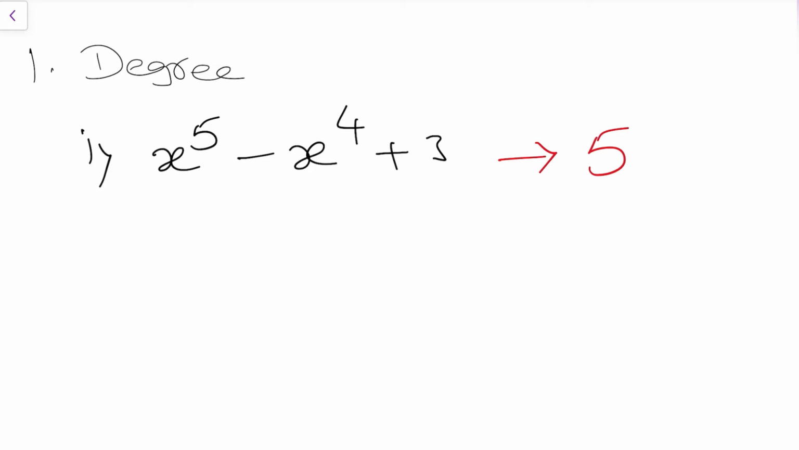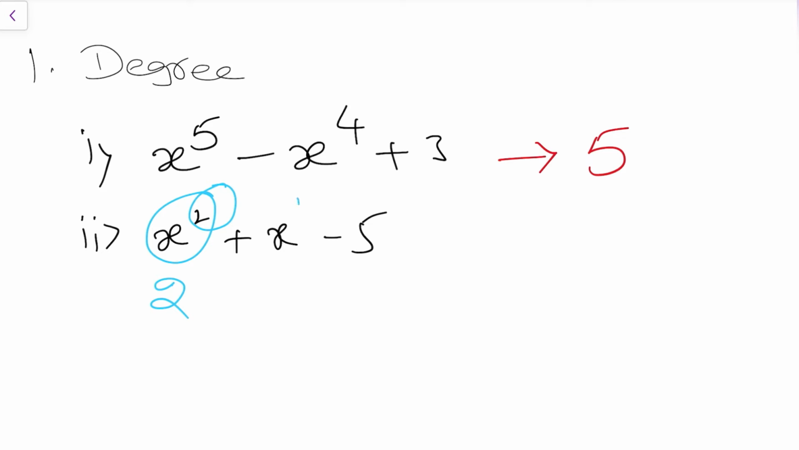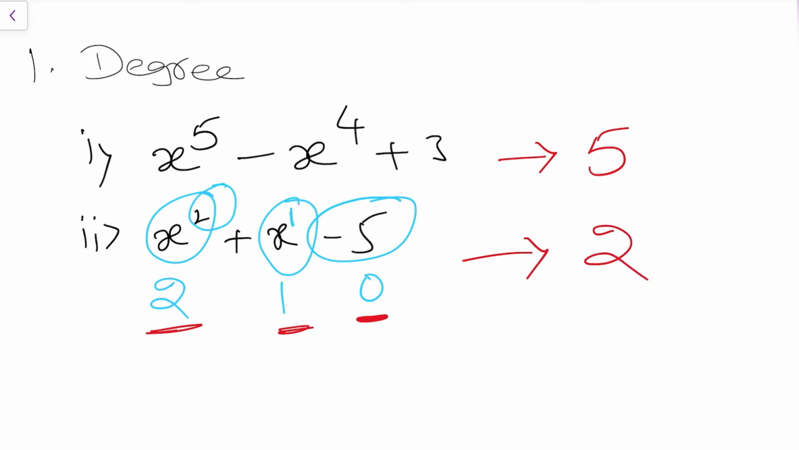Now second question, x square plus x minus 5. For the first term power is 2, so the degree of the first term is 2. For the second term x, nothing power is there, so it means power 1. So the degree of the second term is 1, and the constant minus 5. For the constant the degree is always 0. Now out of all these three numbers 2, 1 and 0, the highest number is 2. So the degree of the total polynomial is 2.